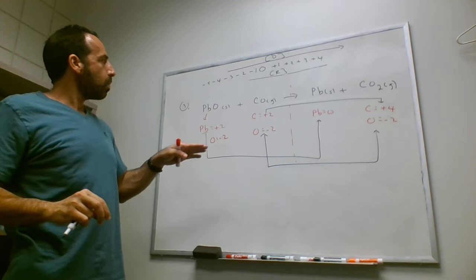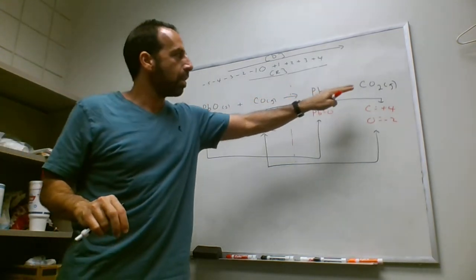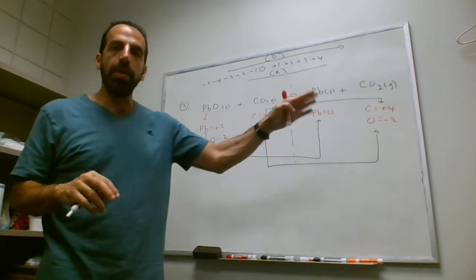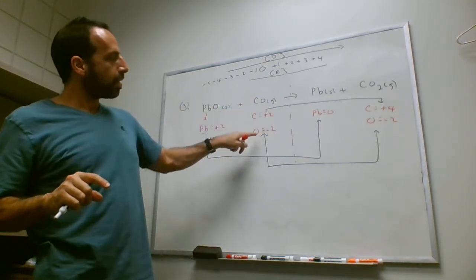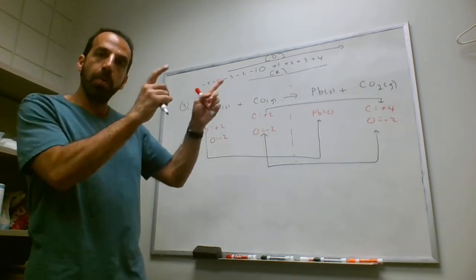Let's go to our last one. So this is lead 2 oxide plus carbon monoxide is equal to lead solid and then carbon dioxide gas. So again, I've already assigned oxidation numbers to that. Pay attention. For carbon monoxide, again, oxygen is always negative 2. The carbon is positive 2 because it's a 1-to-1 ratio.